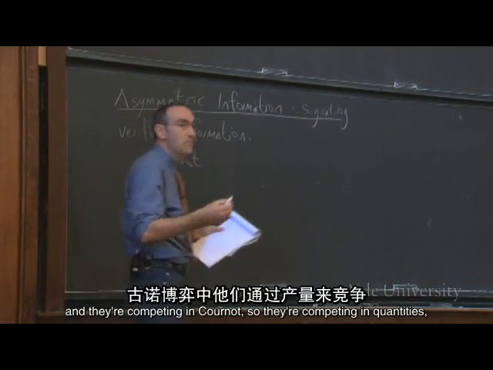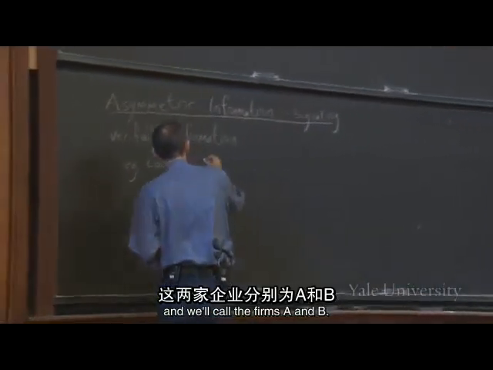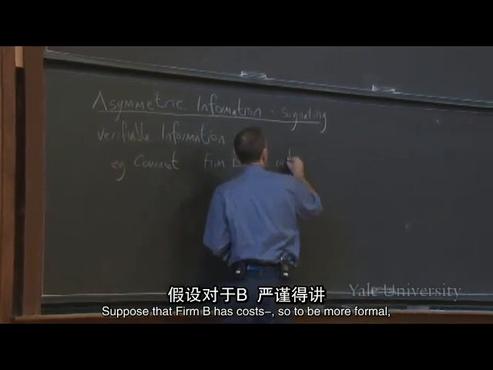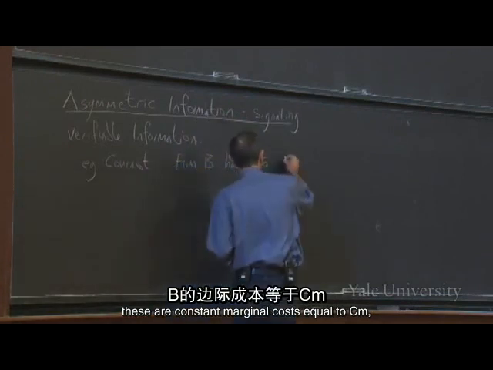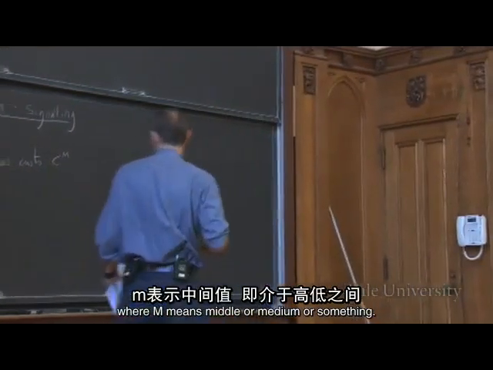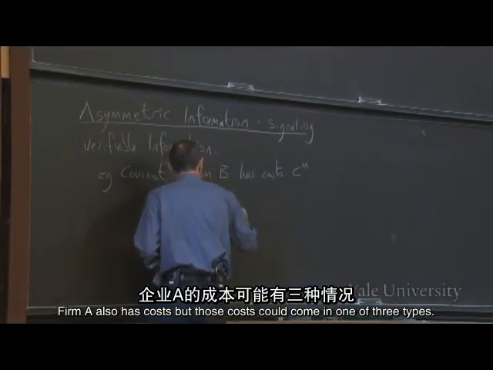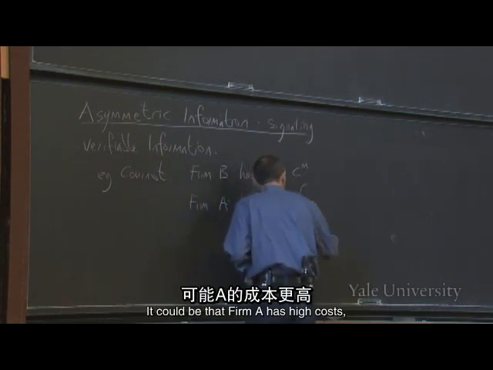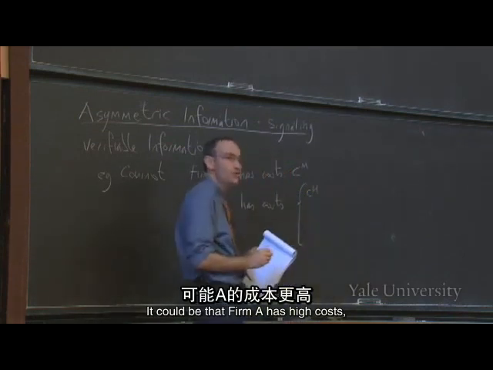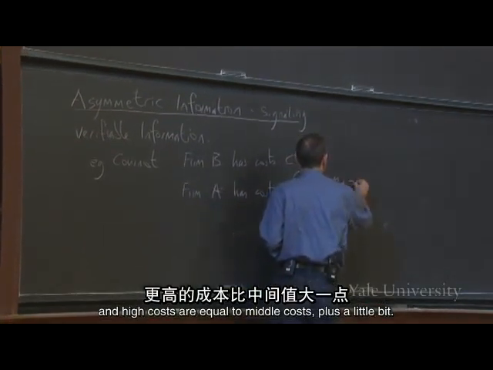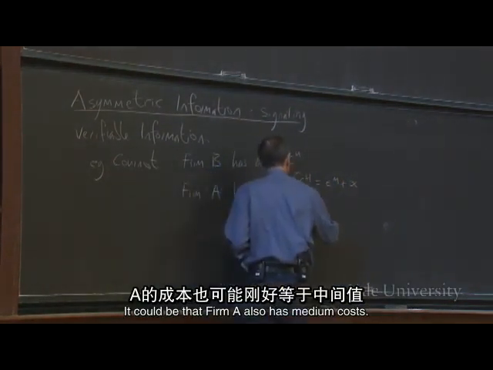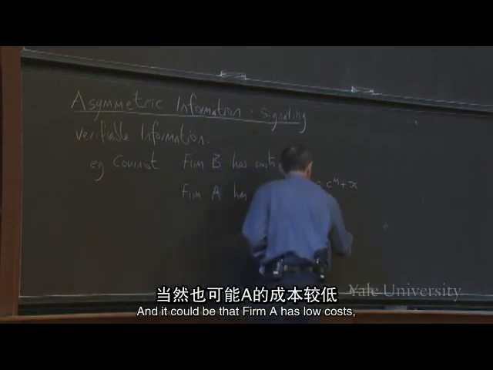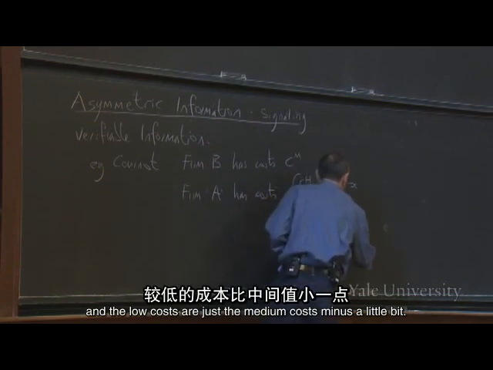So there are two firms, and they're competing in Cournot, so they're competing in quantities. And we'll call the firms A and B. Suppose that firm B has costs, to be more formal, constant marginal costs, equal to CM, where M means middle or medium. And firm A also has costs, but those costs could come in one of three types. It could be that firm A has high costs, and high costs are equal to middle costs plus a little bit. And it could be that firm A also has medium costs, and it could be that firm A has low costs. And the low costs are just the medium costs minus a little bit.